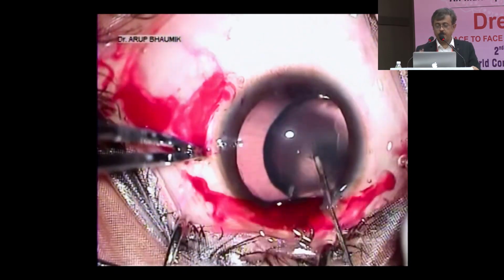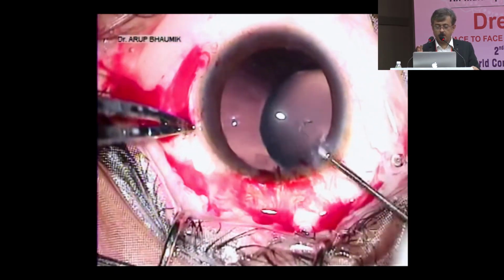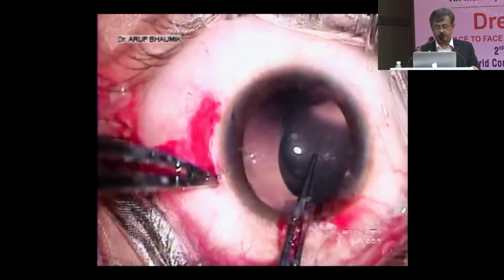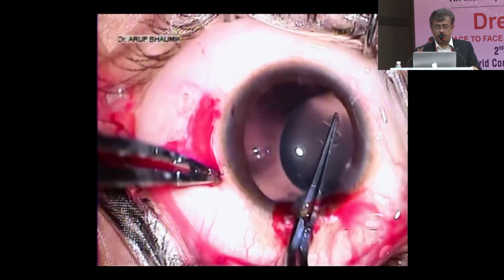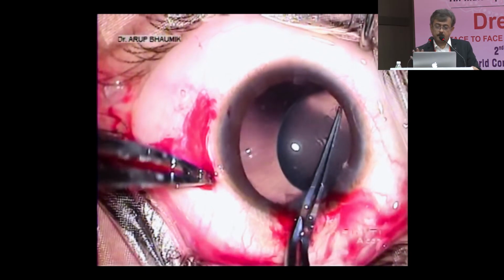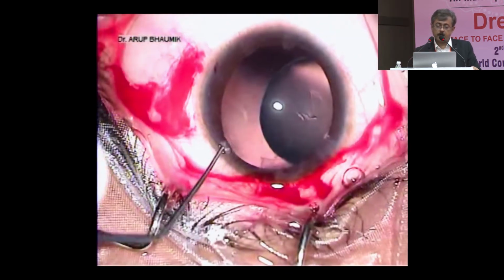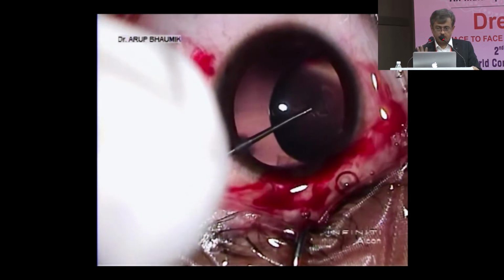Don't mind changing your position. I always prefer to do surgery in the temporal position, but as I saw that the subluxation has a slightly different pattern, I go to the superior position.